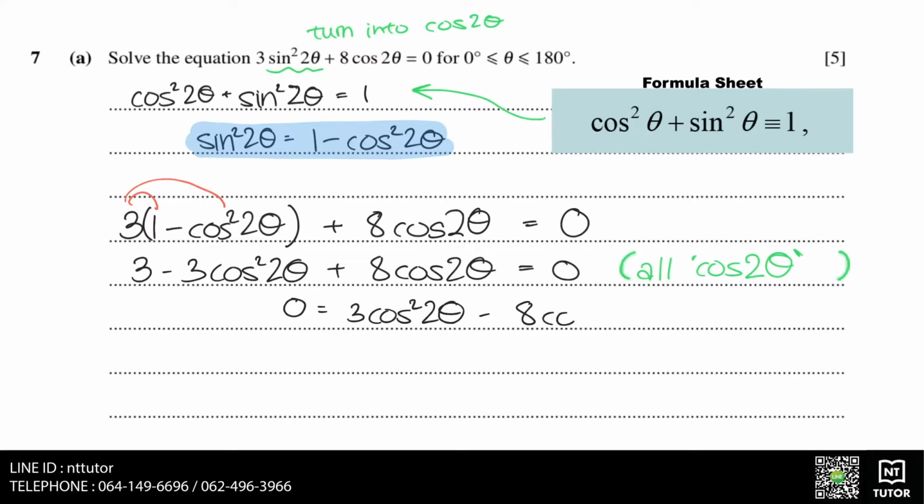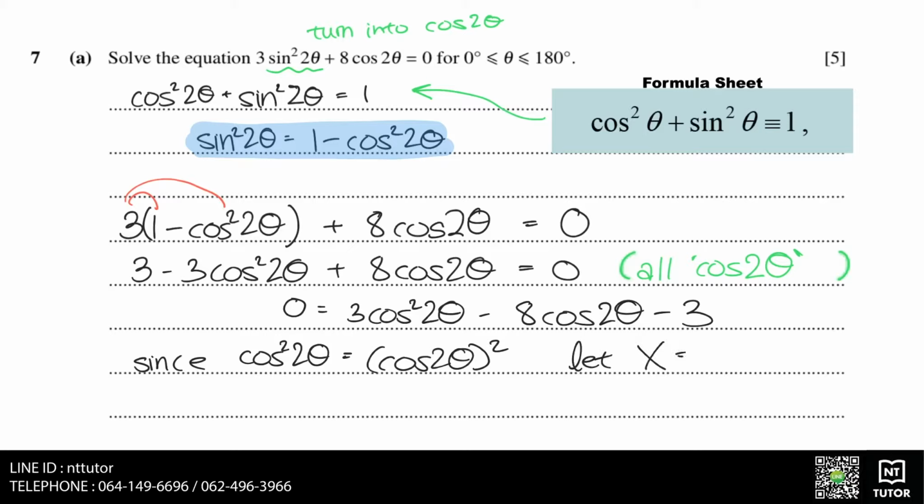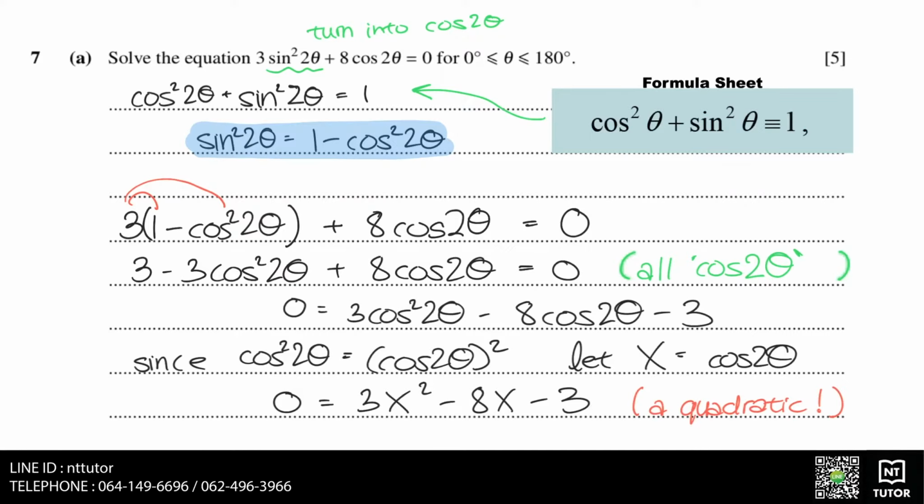The next step is to try and solve for cos 2 theta. However, we can't make cos 2 theta the subject of the formula because we have a cos squared 2 theta term and a cos 2 theta term. Therefore, if we let x equal cos 2 theta, we can rearrange the expression to make it look like a quadratic and solve it like a quadratic by factorizing.